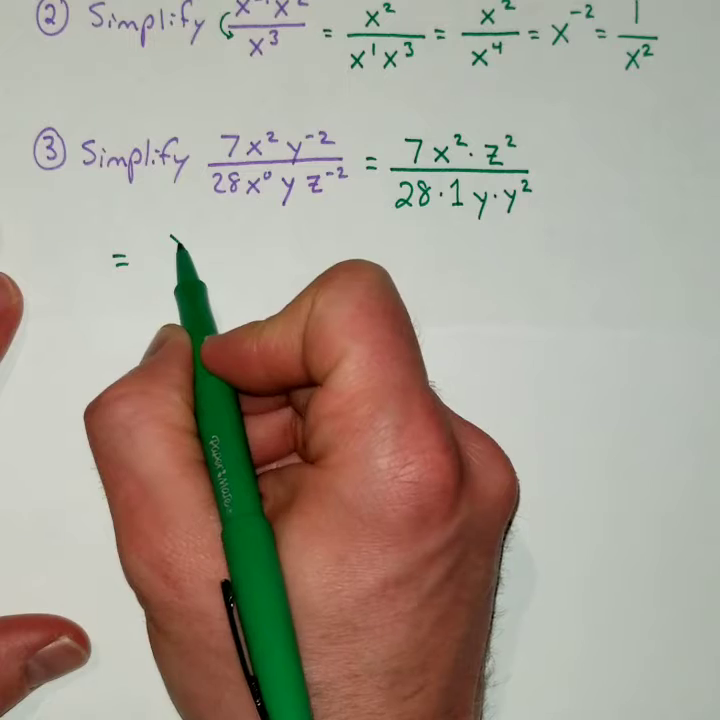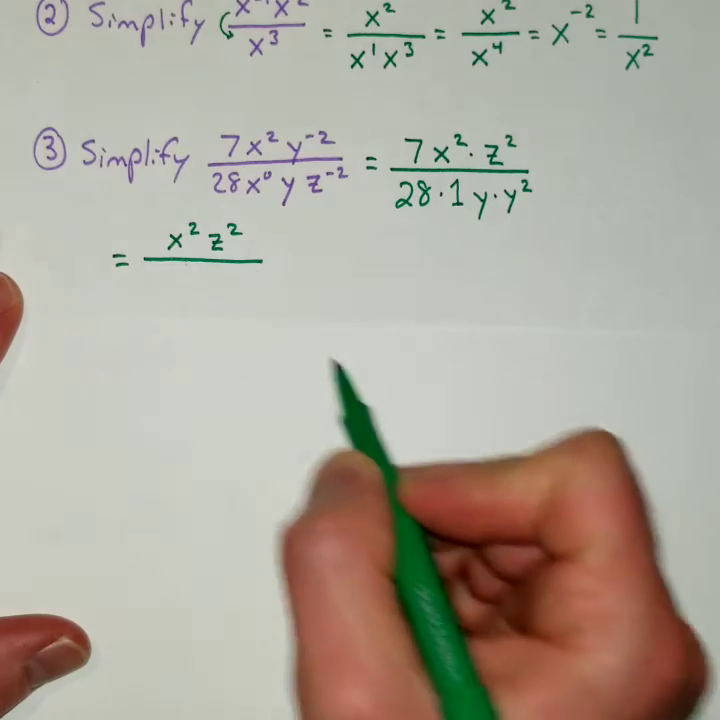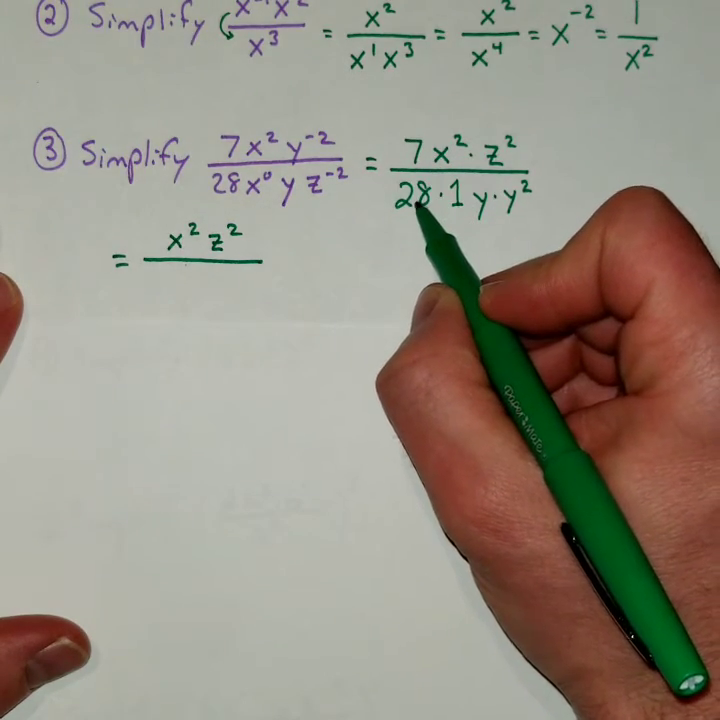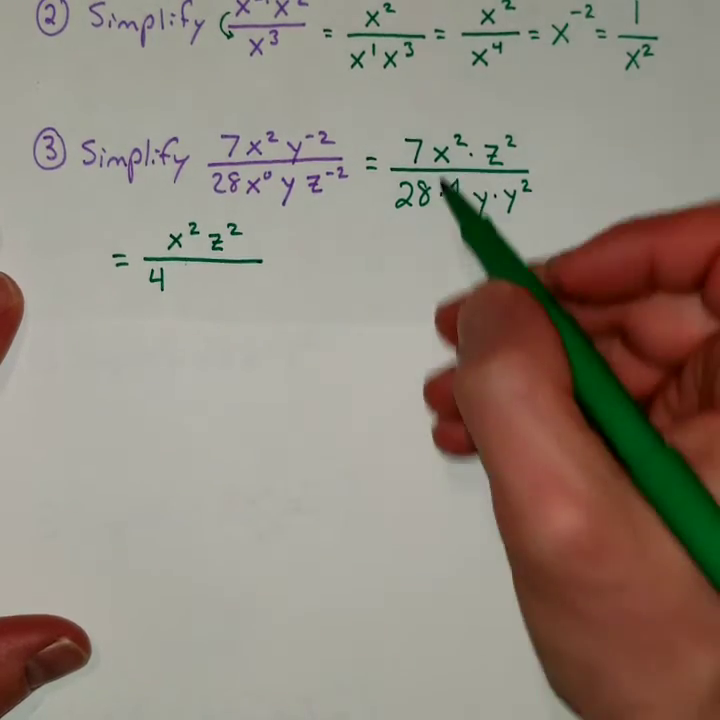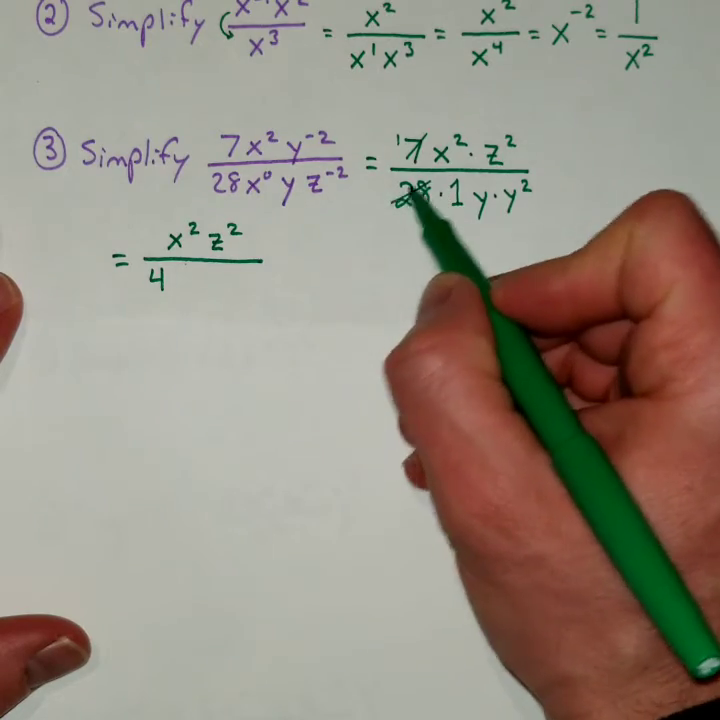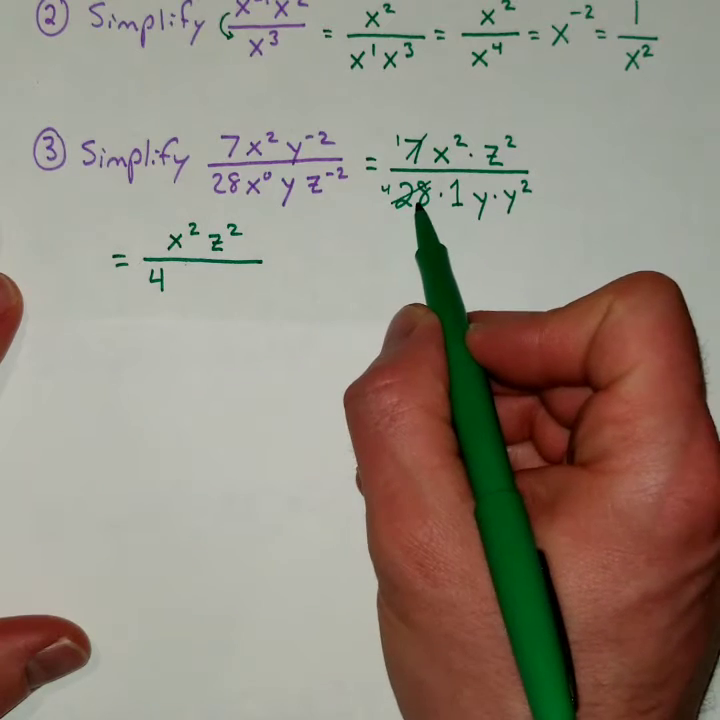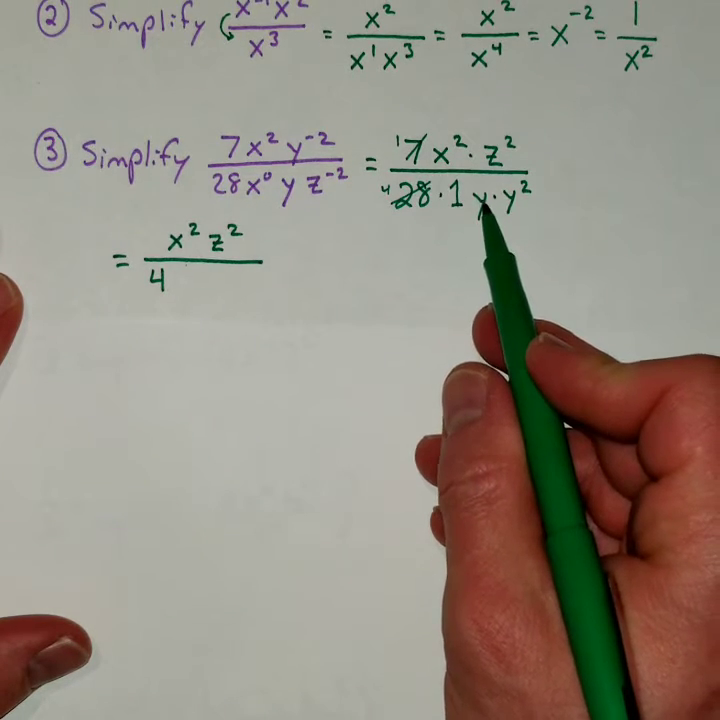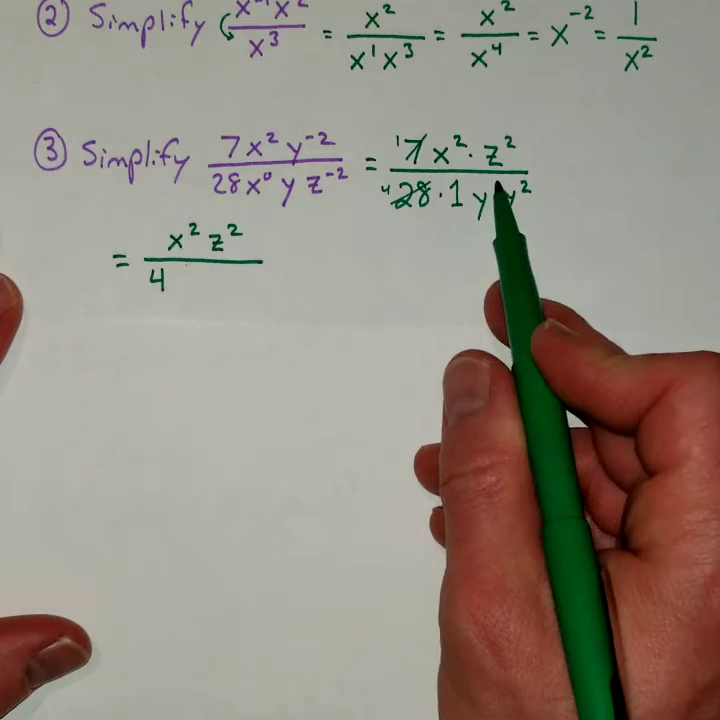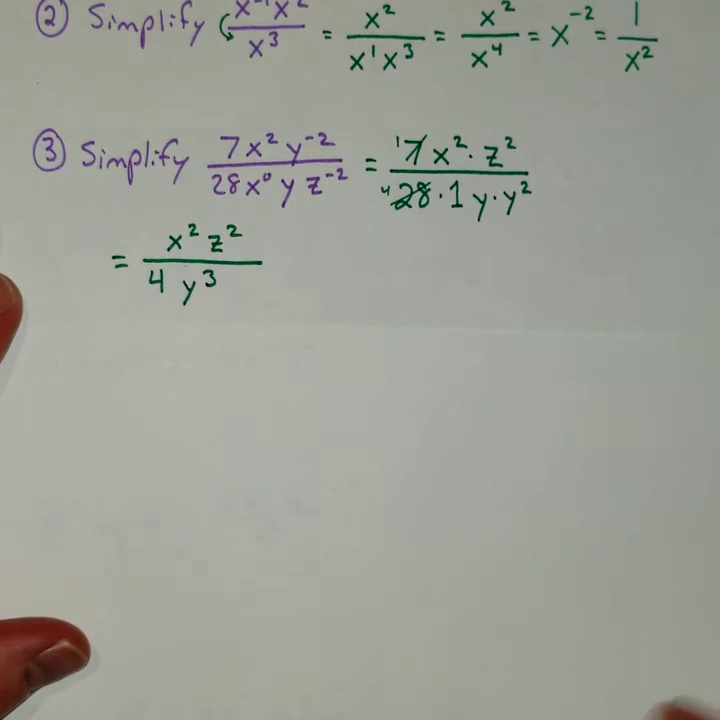Alright, the x squared stays on top. The z squared stays on top. When I simplify 7 over 28, I get 1/4. So I need a 4 on the bottom. I'm just reducing that down to a 1 and that down to a 4. The 1, if I multiply by 1, I don't change anything. So 1 times 4 is 4. I'm just going to leave the 4 there. And then here, y to the 1 times y squared, I have to add the 1 and the 2 powers, and I'm going to get y to the 3rd. That's the final answer. Nothing else can be combined or simplified there.